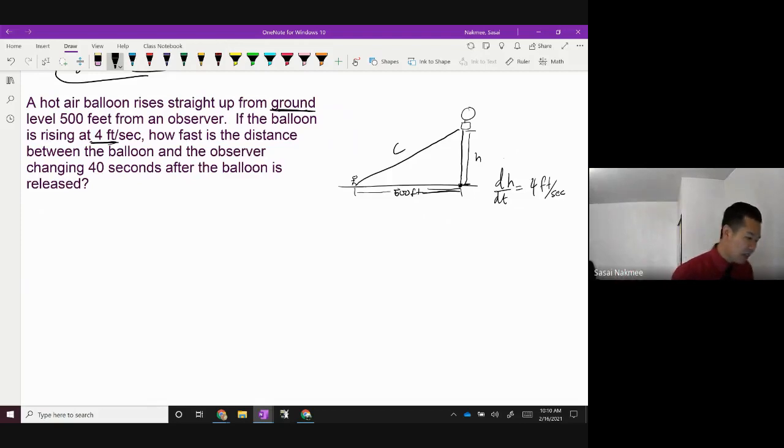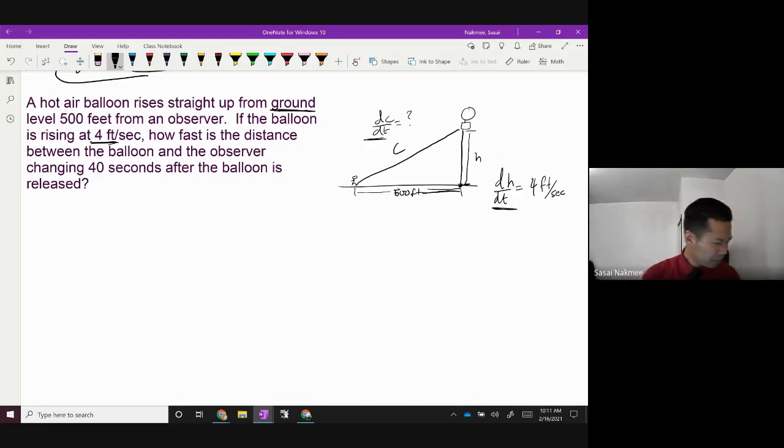They're asking me to find the rate at which the distance between the observer and the balloon is changing. So I'm asked to find what is dc dt. What is that equal to? So that's the rate at which I know the height changing. The rate I need to find is the rate at which the distance from the observer to the balloon is changing. So I need some way, shape, or form to relate these two together. I need to relate c to h. I need to find a way to relate dc to dh.